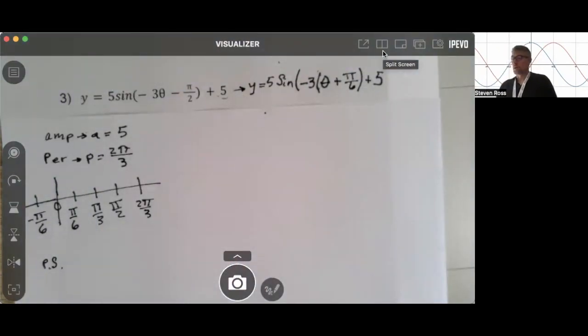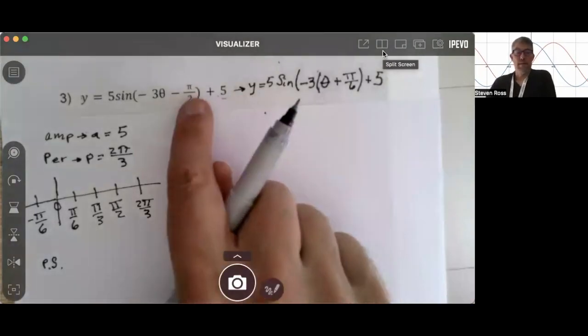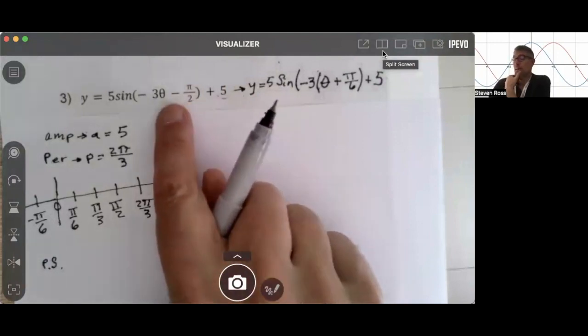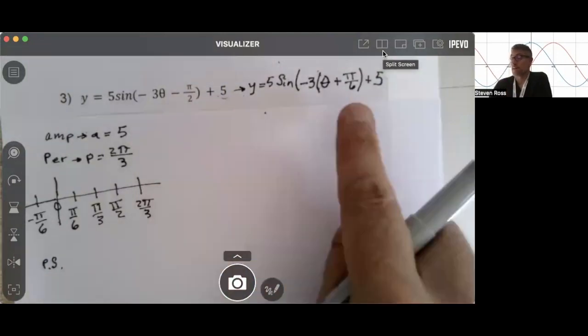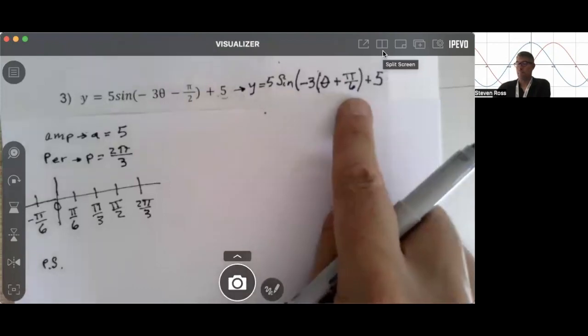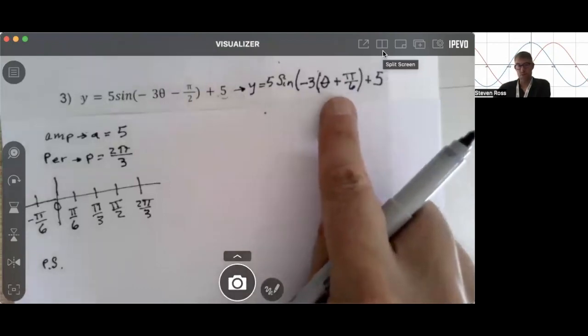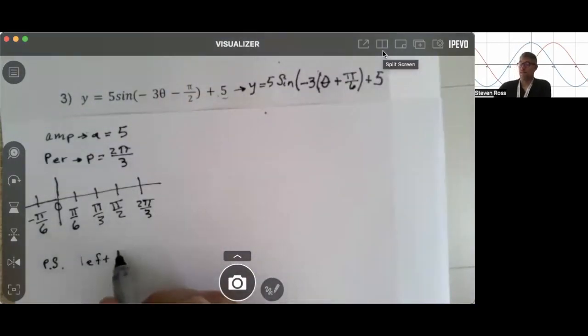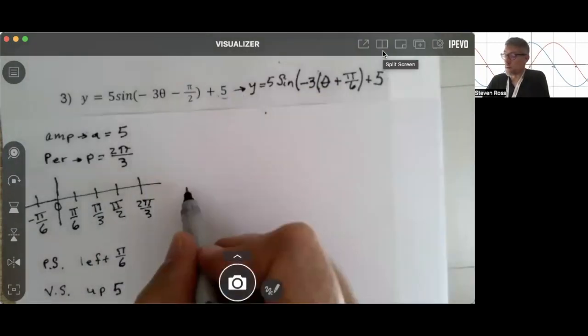Okay, so my phase shift, now I can see it. I might have thought the phase shift was actually pi over 2, and that would mean pi over 2 to the right. But hold on a second. After I factor out the -3, now I get a pi over 6, and this one's going to the left. So I'm just going to say that my phase shift is left pi over 6. And then that leaves me with the vertical shift. It looks like the vertical shift is just that 5 right there. It's just up 5. And I think I am ready to go.